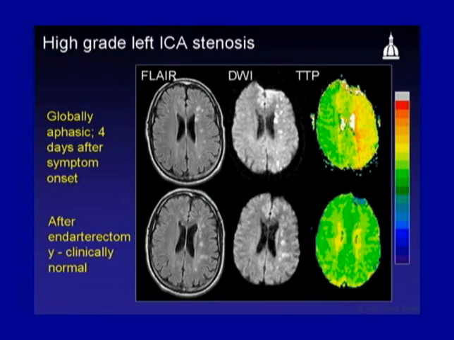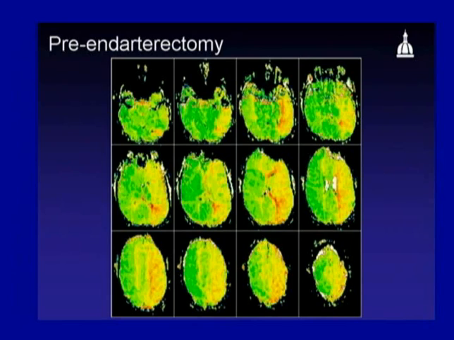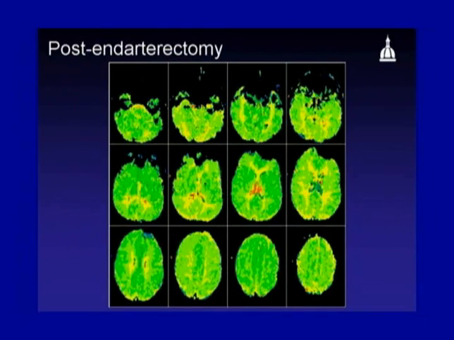And this patient went to an emergent endarterectomy and was clinically normal after the endarterectomy, quite remarkably, because they were treated 4 days after their stroke onset. And you can see why they are now normal again, is that the perfusion has been restored to the cortical regions. So this is pre-endarterectomy. You can see this hemispheric hypoperfusion, worst in the deep white matter, and then post-endarterectomy, basically completely normal and symmetric.